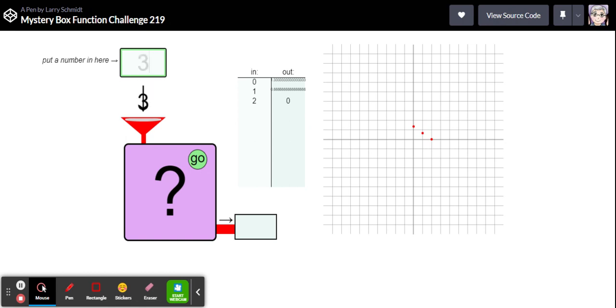How about a 3? Oh, and now we've gone up. So maybe this is an absolute value function. Let's just put a couple more points in here. I'm going to put in 4. Let's put something pretty far out on the negatives. Let's put in a negative 6. Okay, and let's put in an 8.